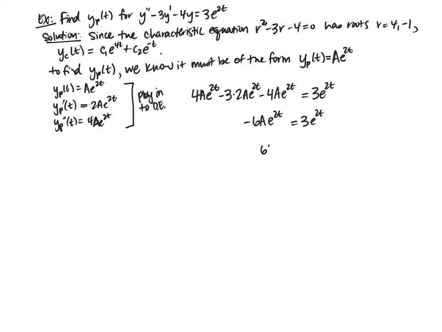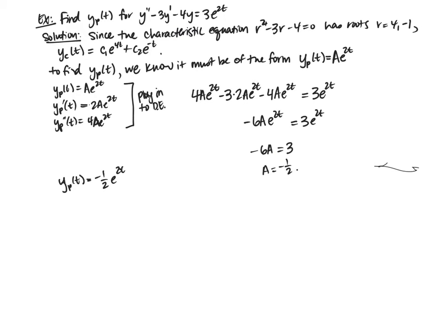In other words, negative 6a needs to be equal to 3. The coefficients of the e to the 2t need to be equal for this to work. In other words, a is negative 1/2. Okay, so what does that tell me? That yp of t is going to be equal to negative 1/2 e to the 2t.